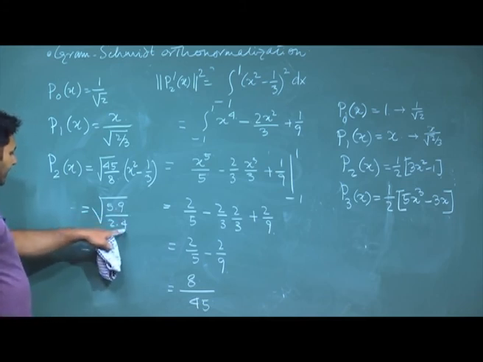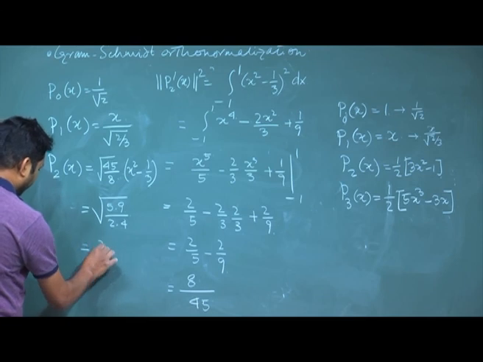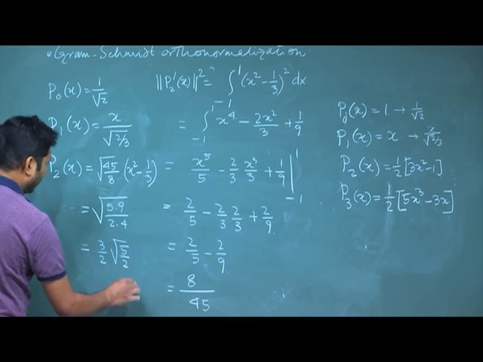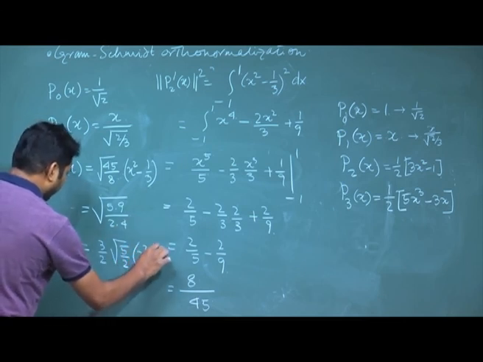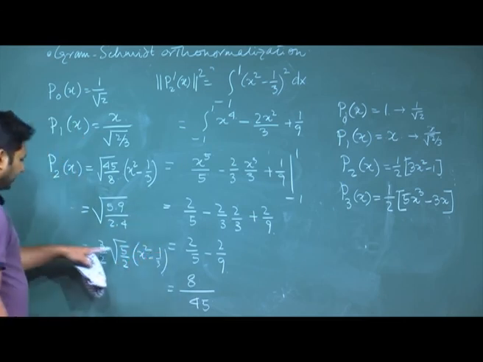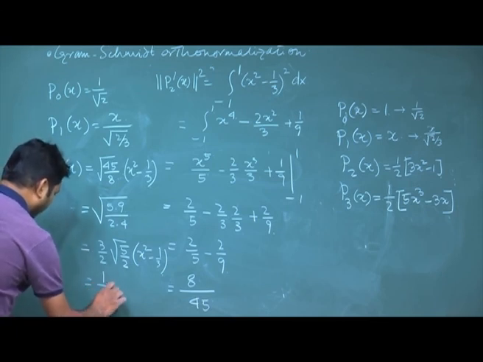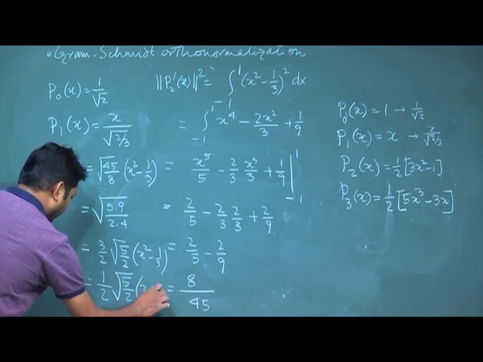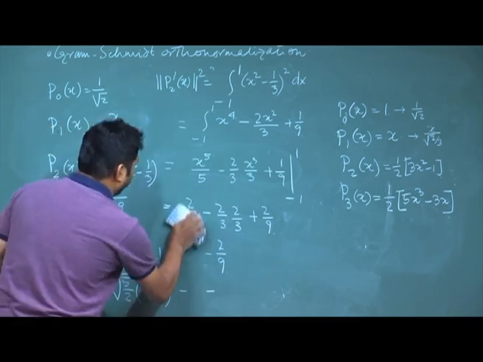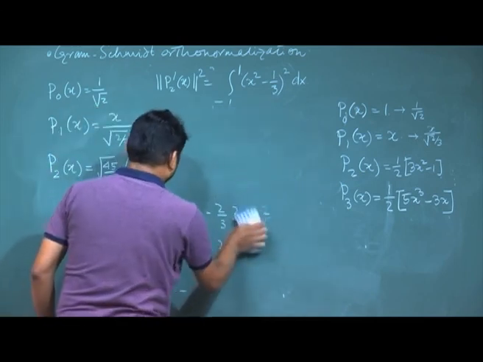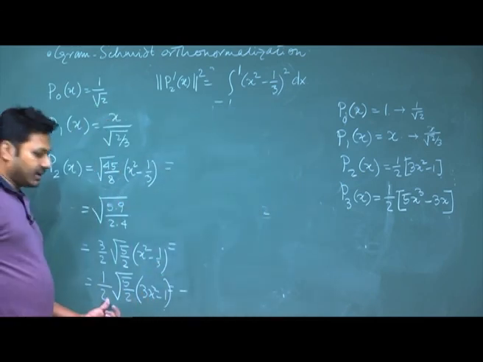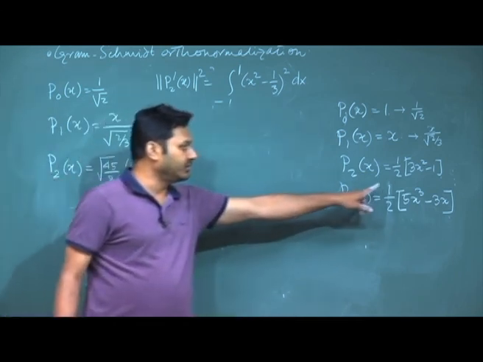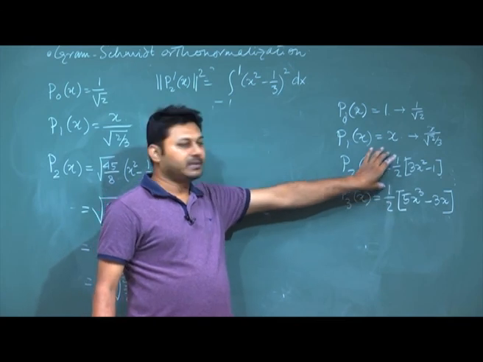I can take this 3 and 4 outside. So, it will be simply 3 by 2 root of 5 by 2 multiplied by x square minus 1 by 3. Now, if I multiply this 3, it comes to the original value that we started with, 3 x square minus 1. So, this is a lengthy but straightforward calculation, and I have the normalization factor here, root of 5 by 2.